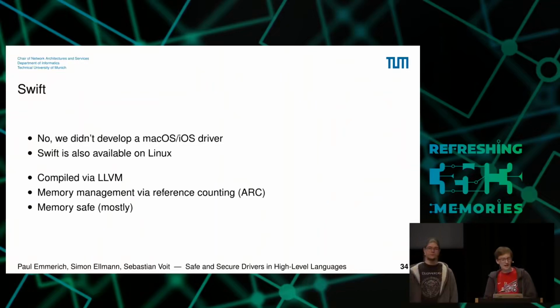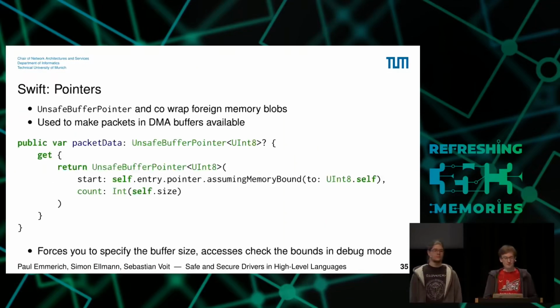It's compiled via LLVM. Memory management is done via reference counting. There is no garbage collector, and it's mostly memory safe. Now, you again have to use some kind of pointers. There's UnsafeBufferPointer, there's also UnsafeRawPointer and more classes. And we are using these things to make packets that are stored in the DMA buffers available to the application using the driver.